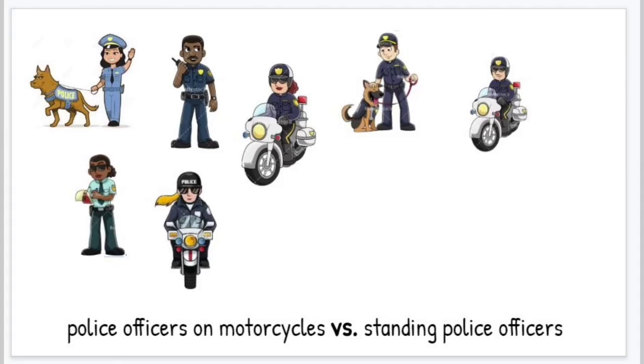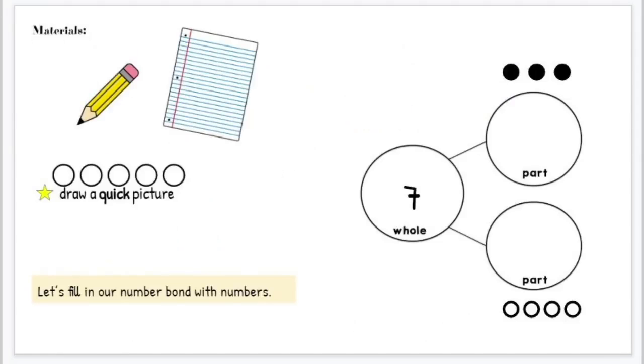Here's that picture again. Or you can think of it this way by counting on. If you know that there are 3 on motorcycles, how many do you have to keep counting on to get to 7? Say 3 and keep counting until you get to 7. 4, 5, 6, 7. How many did you count on? That's right, we had to count on 4 more to get a total of 7.